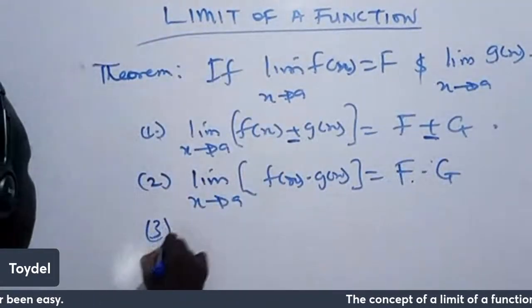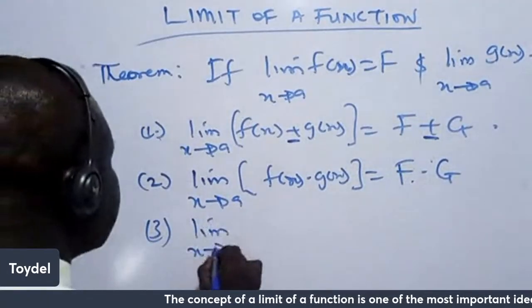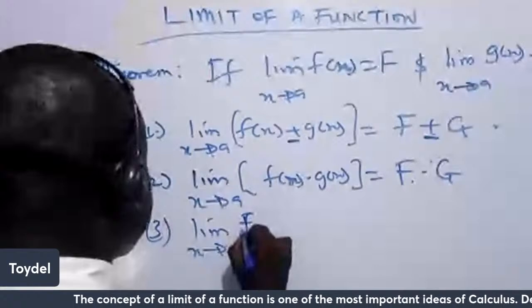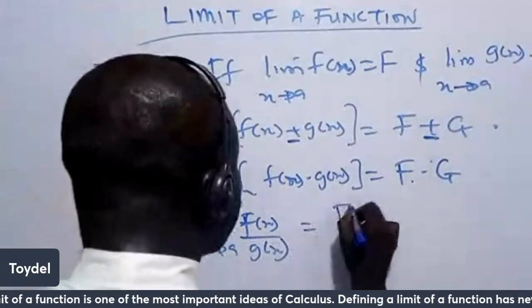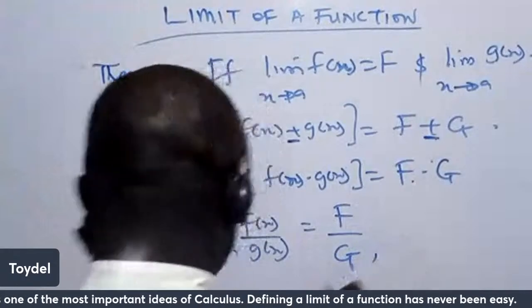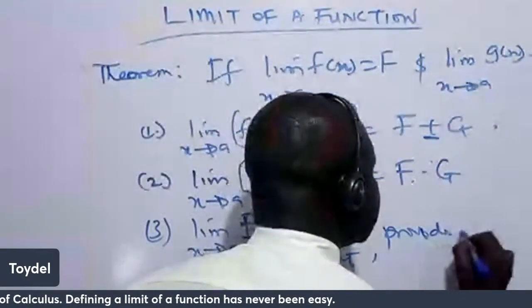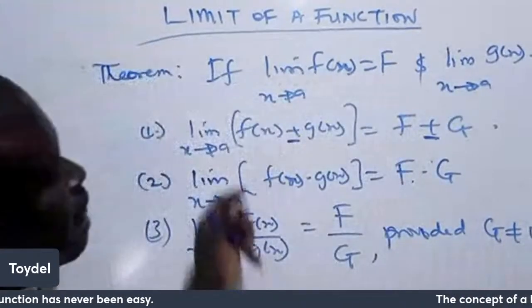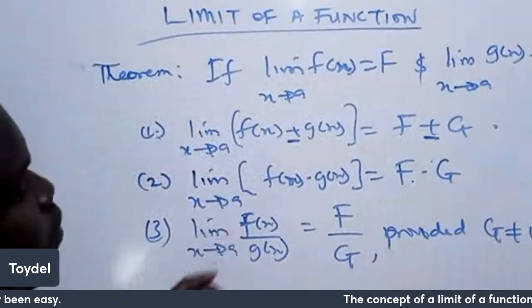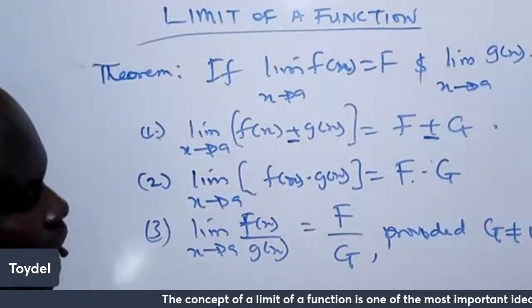Then the fourth one: when we have the limit as x tends to a of f(x) divided by g(x), it will give us F all over G, provided that G is not equal to 0. Like the example I gave, when we substitute directly, you realize that we got 0 as our final answer.